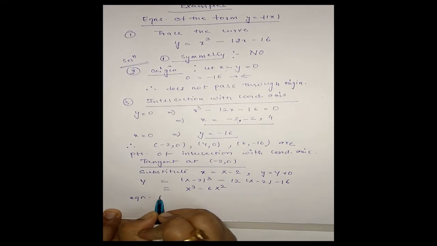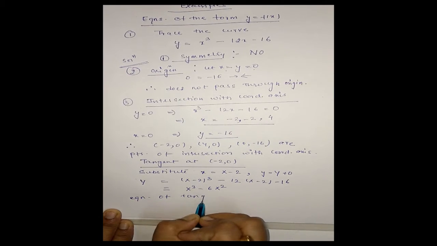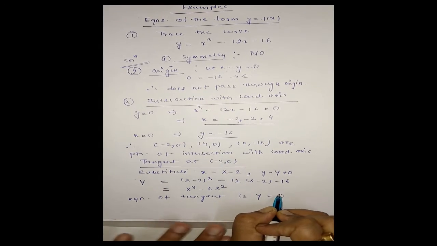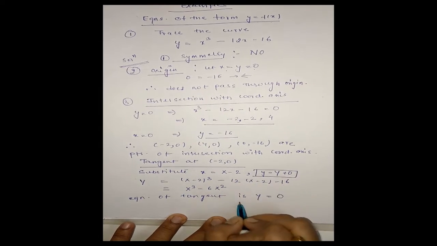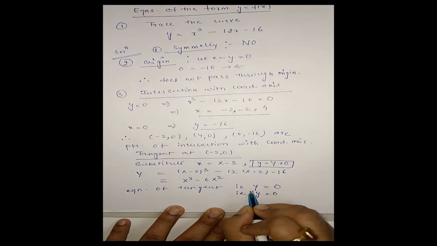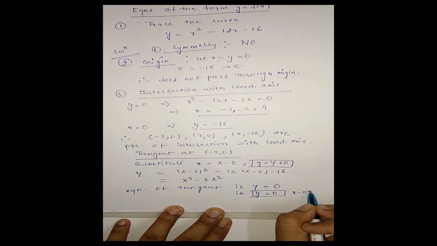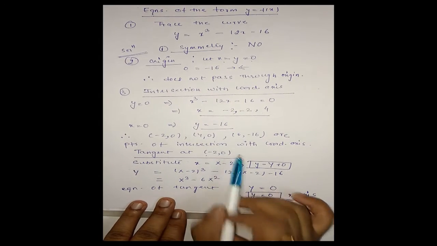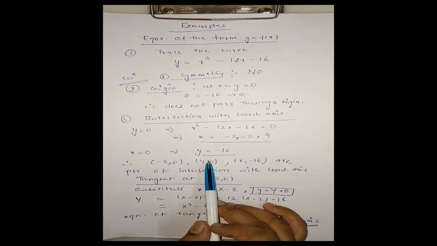That means the equation of the tangent is y is equal to 0, which is the x-axis. The x-axis is the tangent at the point minus 2, 0. Now the tangent at the point 4, 0 and the tangent at the point 0, minus 16.